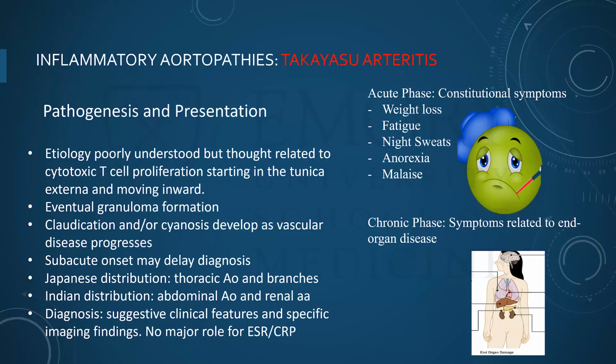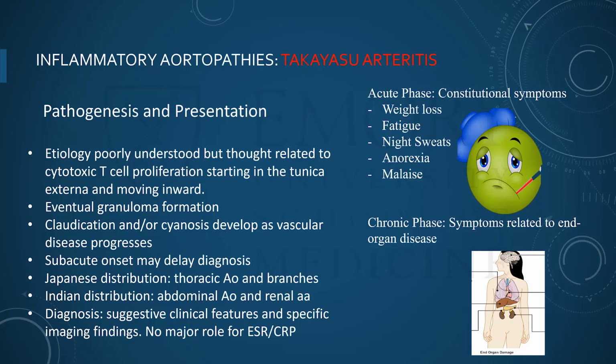So Takayasu's arteritis we're all familiar with. The underlying etiology is not entirely understood, but it's thought to be related to cytotoxic T cell mediated inflammation that begins at the tunica externa and works its way inwards and causes eventual granuloma formation. The clinical presentation, it's important to remember, has both an acute and a chronic phase. Like many vasculitides, the acute phase is typified by weight loss, night sweats, malaise, and generalized symptoms. As the vasculitis progresses and stabilizes, it leads to a chronic phase where we get most often stenosis that causes end organ damage and symptoms related to that end organ.